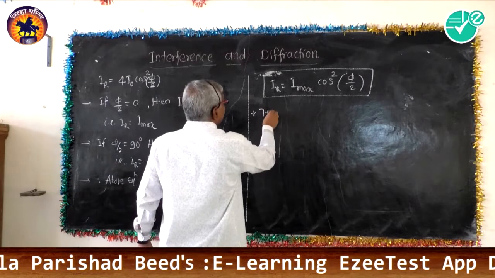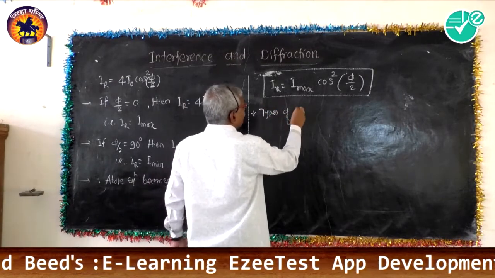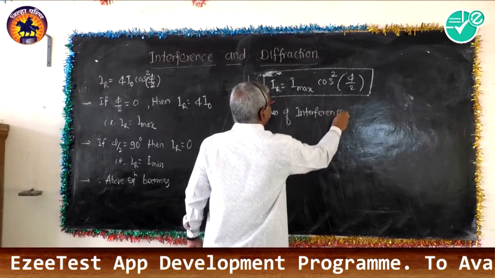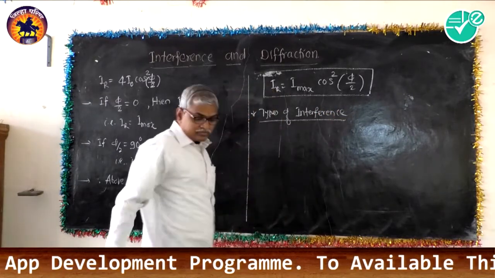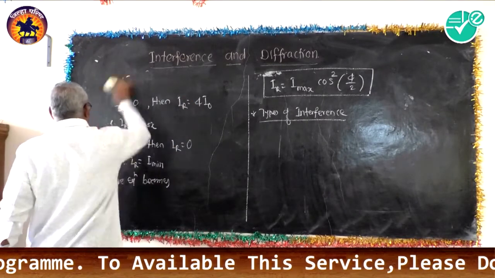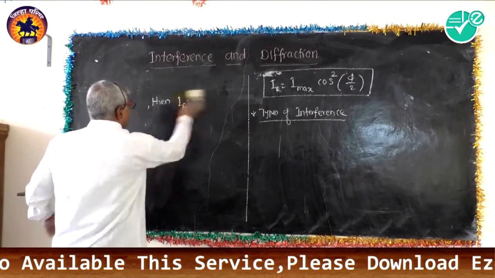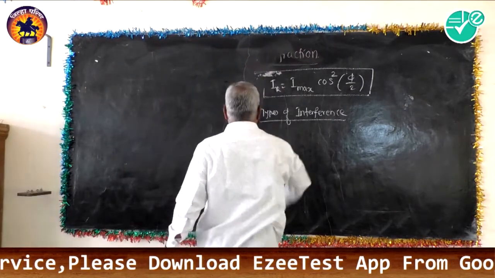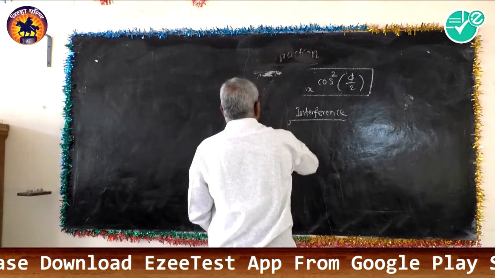Let us now study the types of interference. There are two types of interference of light.